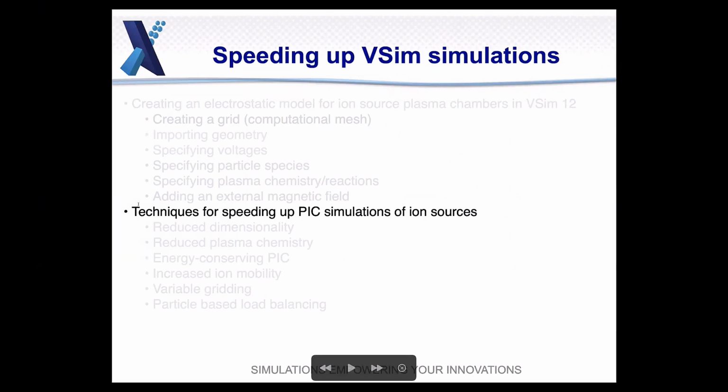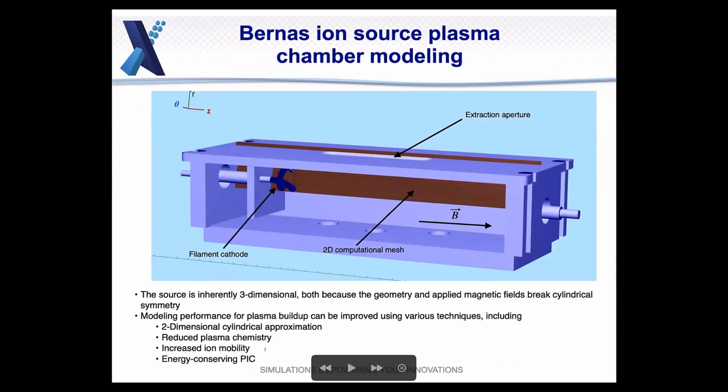So how can we speed up our simulations? Here are a few techniques that we can use that will make our VSim simulations faster. The first is reduced dimensionality. I've already talked about this. Even though our sources are going to be inherently three-dimensional because of the location of the magnetic field and also asymmetries that are in the sources, for the purpose of modeling the buildup of the plasma, we can approximate this by an RZ symmetric simulation.